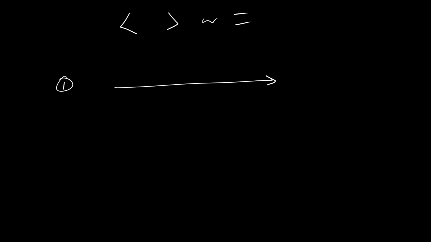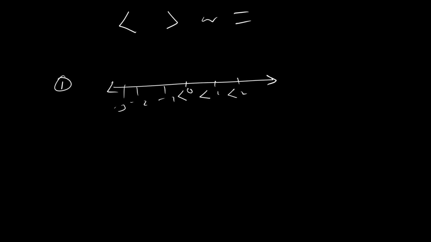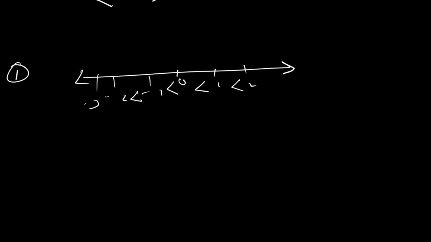So on the number line: 0, 1, 2, 3. Okay. So on the number line, 2 is greater than 1. So 1 is greater than 0. 0 is greater than negative 1. Negative 1 is greater than negative 2, in that order.